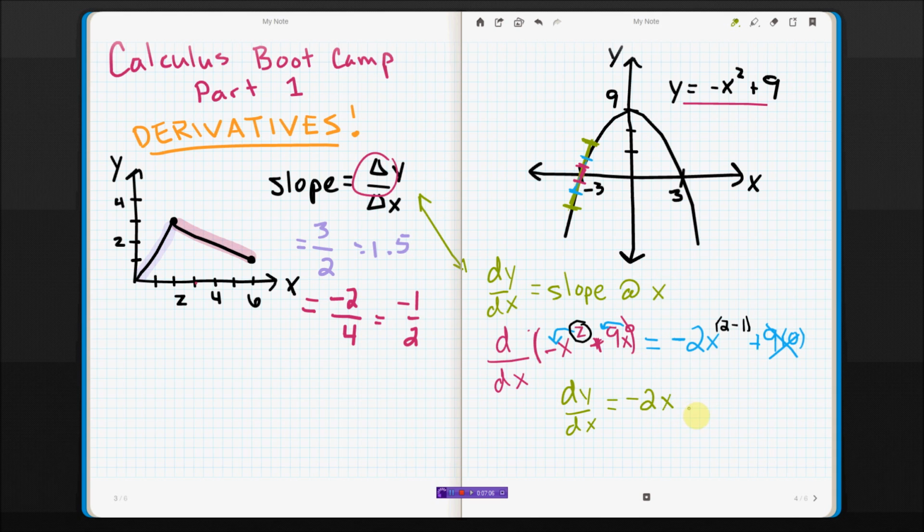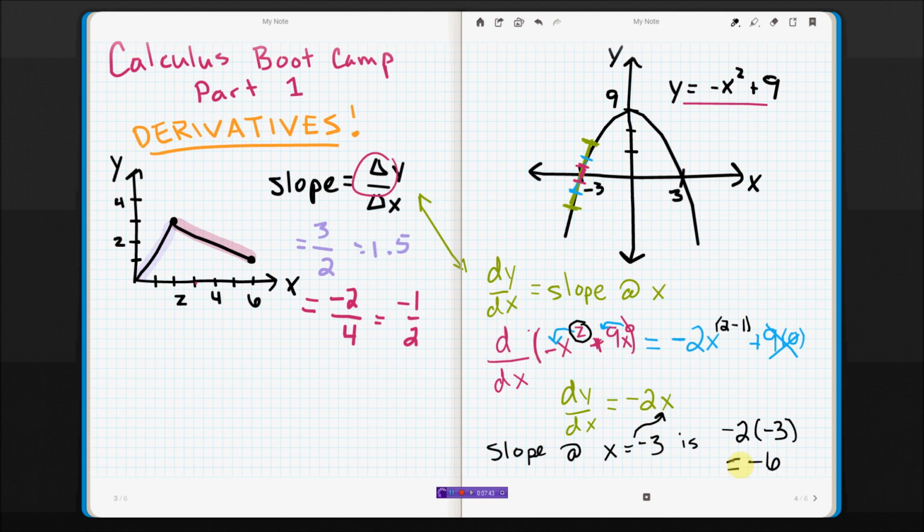Now how we use it is to find the slope at point x. I put in whatever x value I want to find the slope at that point. So I said I wanted to find the slope at x equals negative 3. That means the slope at x equals negative 3 is negative 2 times negative 3. I just put the x value in for x, and I get the slope. The slope is negative 6.